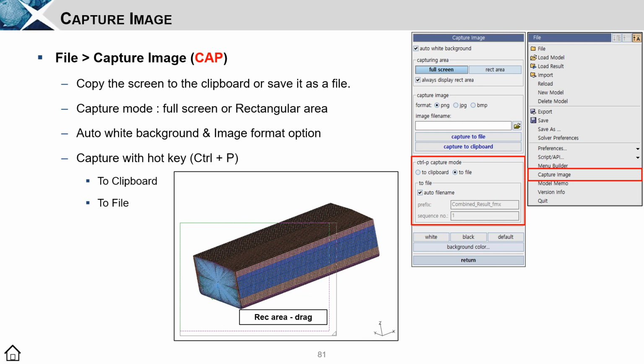You can capture the screen by Control key plus alphabet P. When you press Control key plus alphabet P, you can select to save the clipboard or save the image file. The capture background is automatically set to white color.